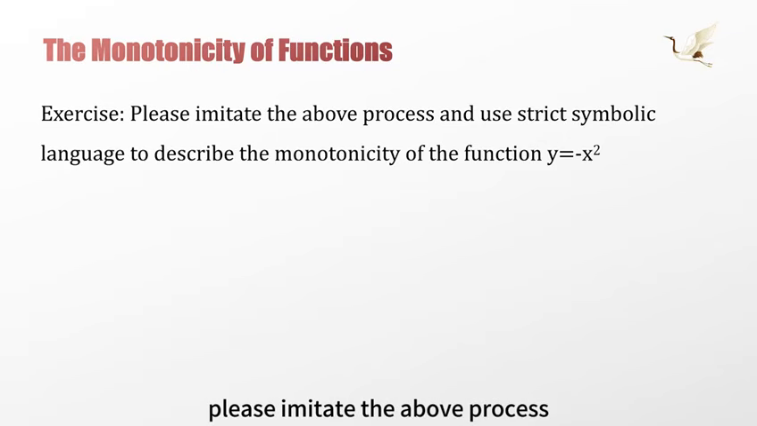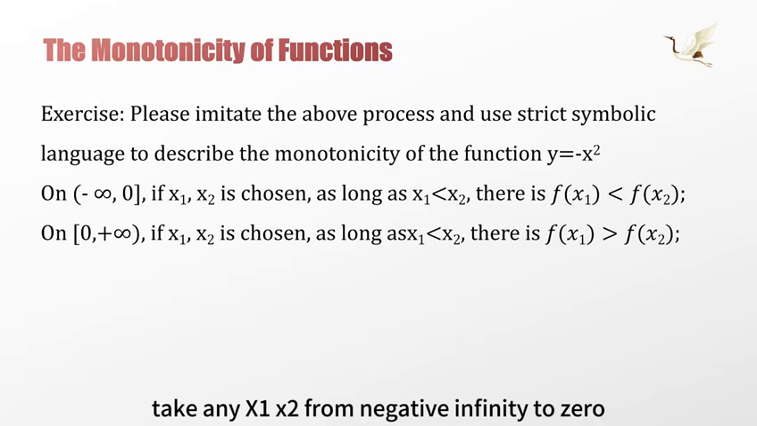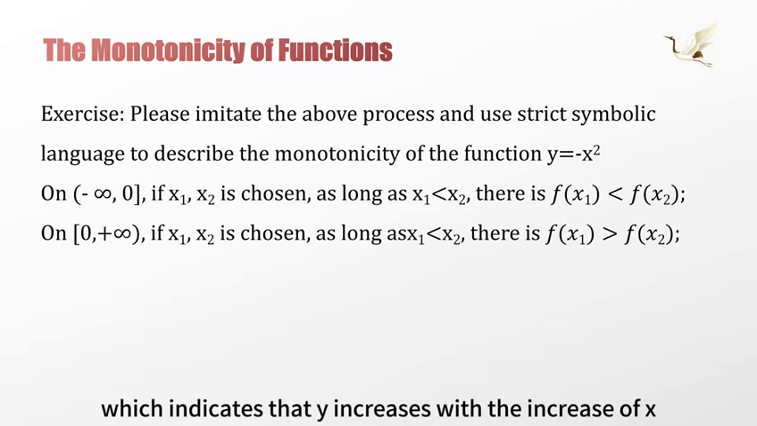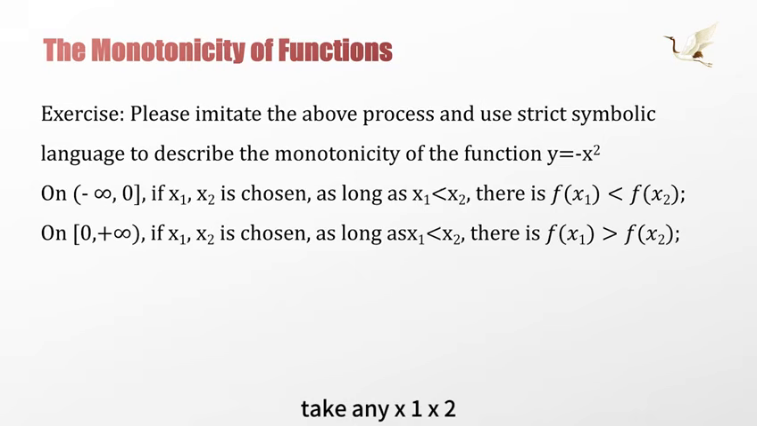Please imitate the above process and use strict symbolic language to describe the monotonicity of the function y equals negative x squared. Take any x1, x2 from negative infinity to 0. As long as x1 is less than x2, f(x1) is also less than f(x2), which indicates that y increases with the increase of x. While in the interval 0 to positive infinity, take any x1, x2. As long as x1 is less than x2, there will be f(x1) larger than f(x2), which indicates that in this interval, y decreases with the increase of x.